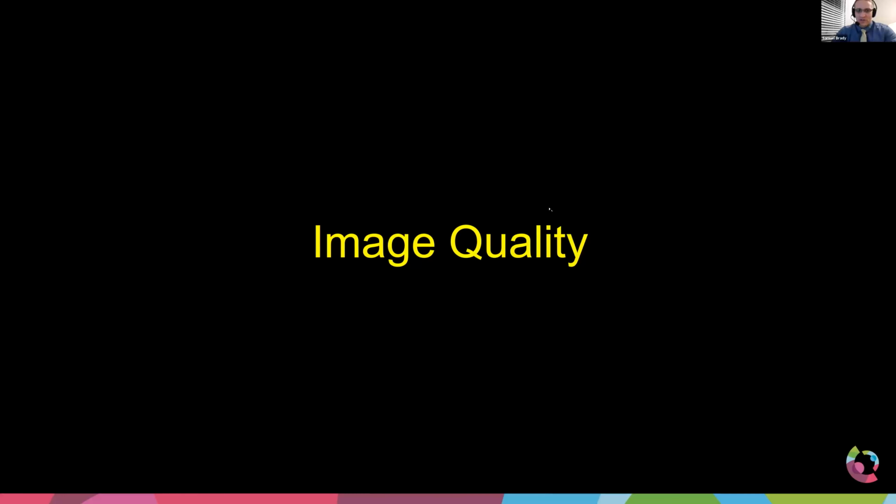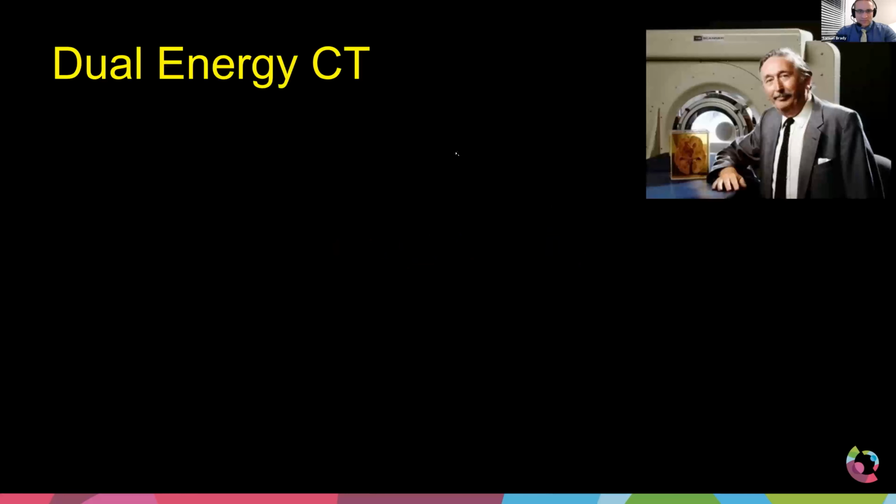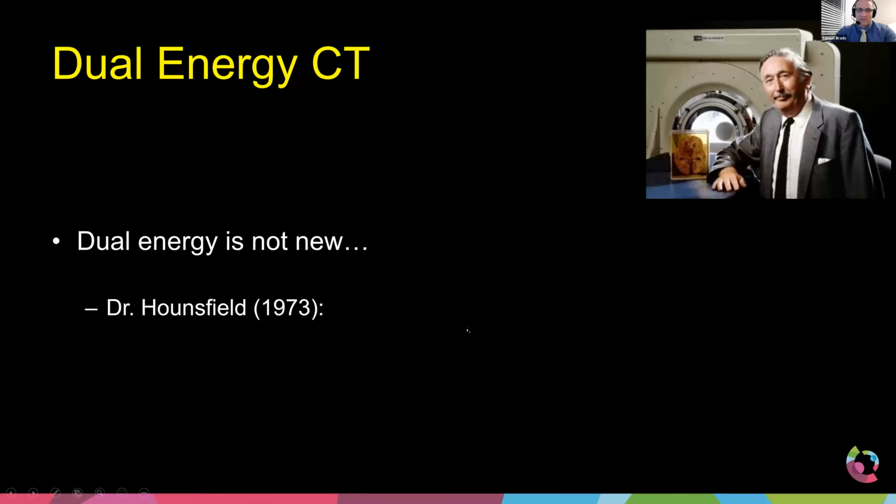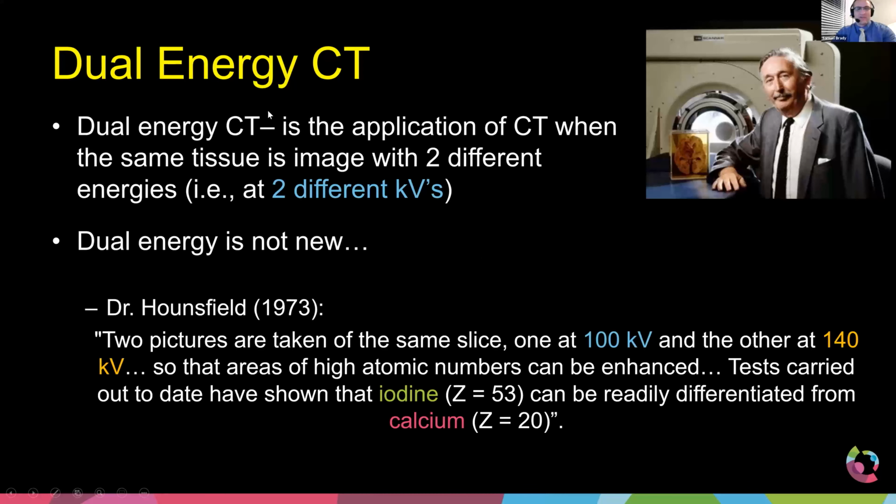Now let's talk image quality optimization. So when you consider dual energy, what we're basically doing is we're going to scan the same tissue twice, but we're using two different energies of radiation, or two different X-ray energies, so two different kVs.